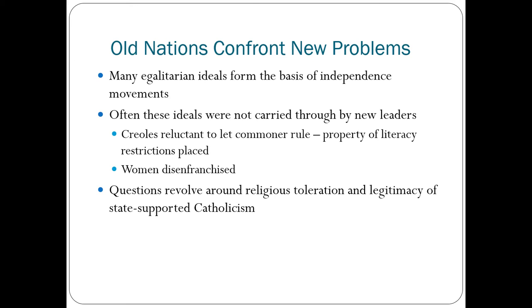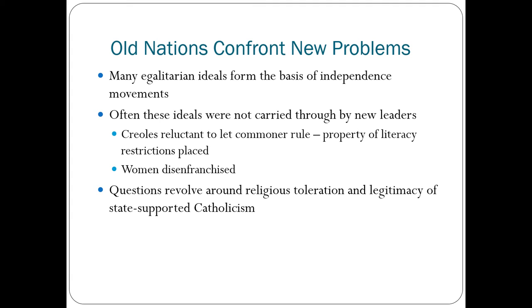So in order to limit the participation of the commoners, they set up property or literacy restrictions, meaning you can't vote unless you own property in some areas, or you can't vote unless you can prove that you're literate. And that is meant to basically knock out a lot of the poorest and most uneducated people from participating in government. Women also are disenfranchised, meaning women will not be given the right to vote.